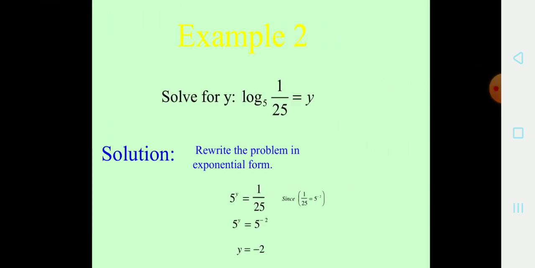Example number 2. Solve for y: log base 5 of 1/25 equals y. Solution: we write the problem in exponent form first. So 5 to the y equals 1/25. 5 to the y equals 5 to the negative 2. So y equals negative 2, since 1/25 equals 5 to the negative 2.